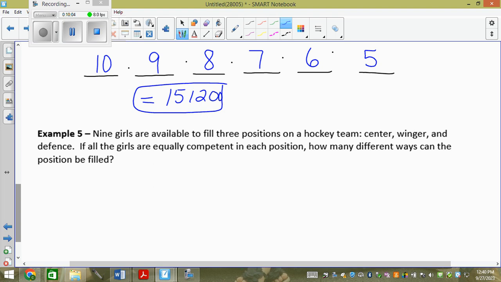Order matters. So we're going to draw lines. Whenever we're arranging something or giving it order, we draw lines. So our first line would be the position for center, the person who gets picked for center. And I need to pick someone for winger. And I need to pick someone for defense.